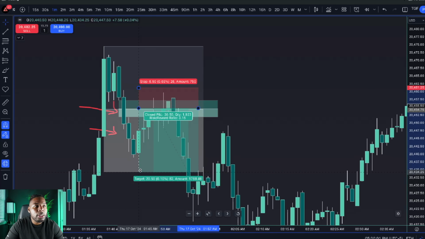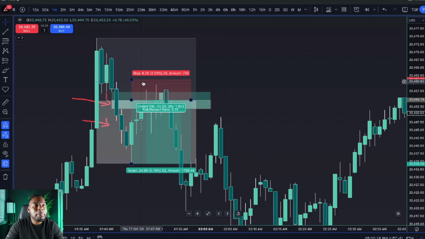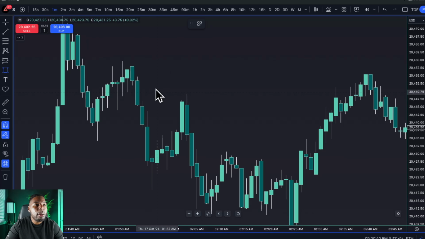Then from that point, I want to target the next level of liquidity. In this case, this low, which gives me an easy 1 to 3.15 risk to reward. And with our stop loss only being 6.5 points, these little wicks popping up isn't really that bad. Let's now move to this second example.